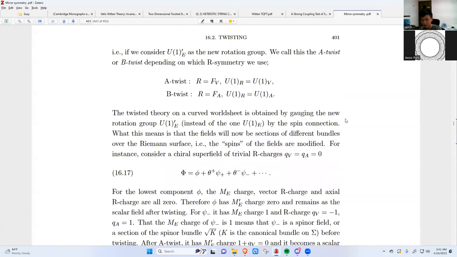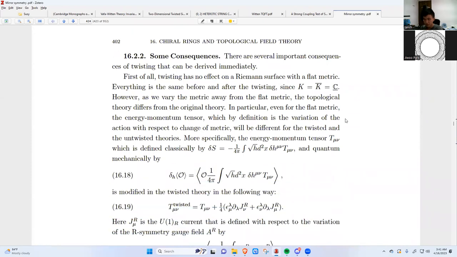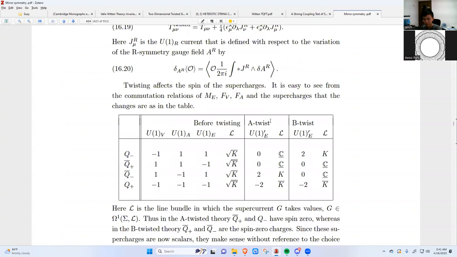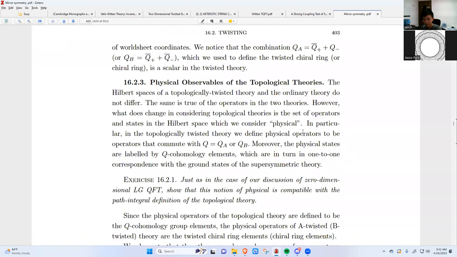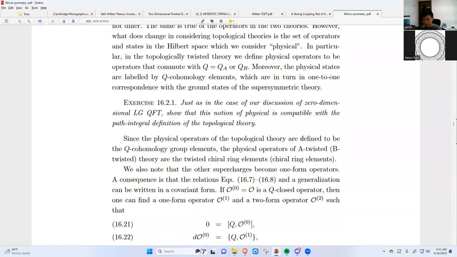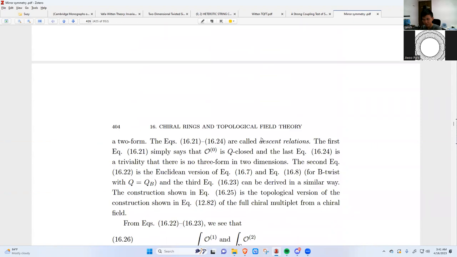It seems like it. Wait, there is a point that they mentioned over here. Let's see. There was some point where they talk about the motivation. So okay, the mirror symmetry group has this nice table. The Hilbert spaces do not differ. Why is it called topological twisting? That's a good question too. I'm not super sure. They did mention something about curvature in this book. Let me try to find it.